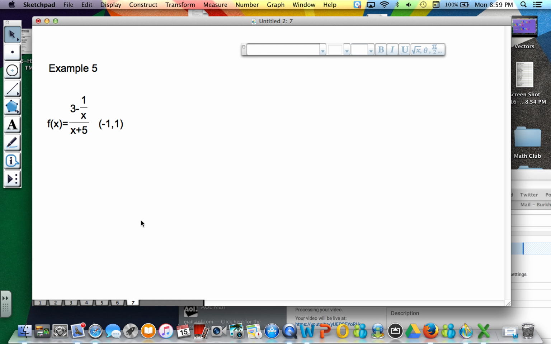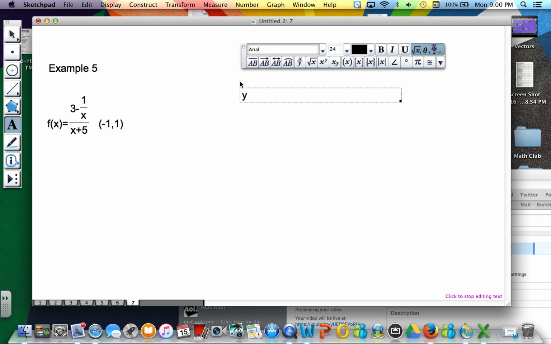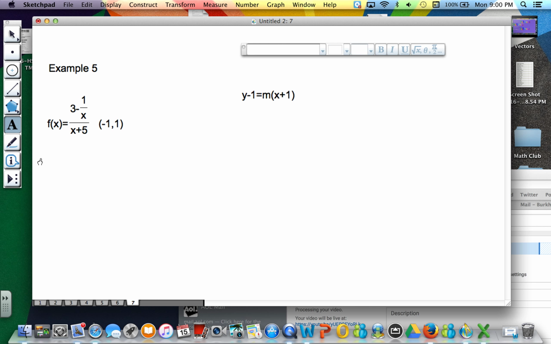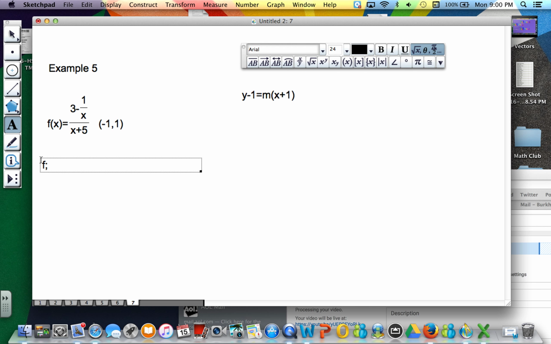This next example wants us to find the equation of the tangent line to the graph of f through the point -1, 1. Alrighty. So, essentially what we want to do is use our equation of a line, y minus 1 is equal to a slope times x plus 1, but we need to find the slope. So we need to find f prime of x. And to find f prime of x, I'm going to have to employ the quotient rule. So I would take my denominator times the derivative of the numerator.